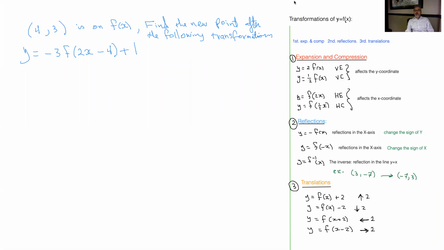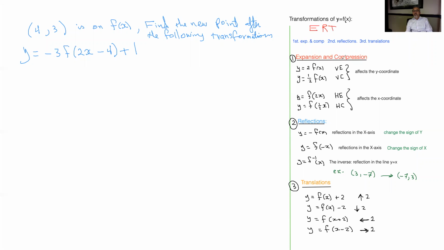Hi, I'm going to go over transformations today, grade 12 stuff. Basically, transformations of y equals f of x. We always do transformations in the order E, R, T. First is expansion and compression, second is reflections, and third is translations.